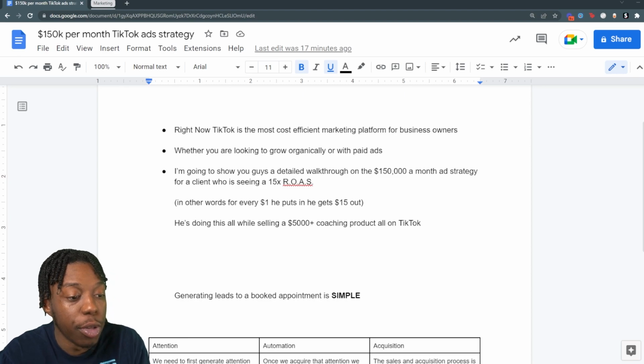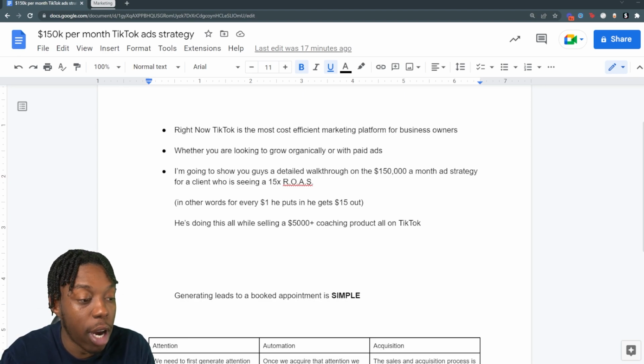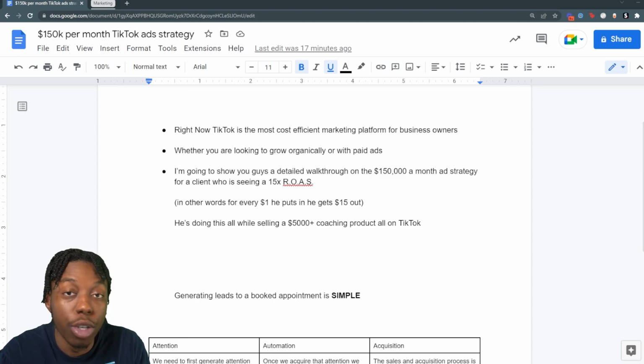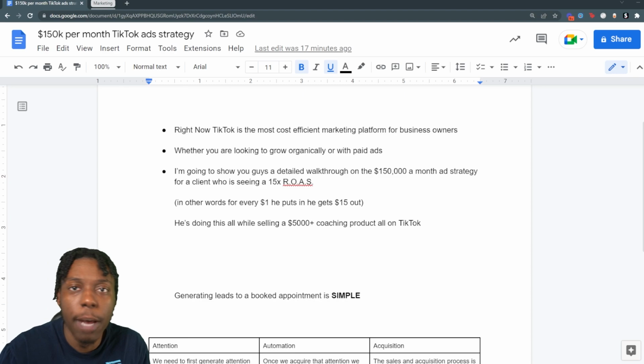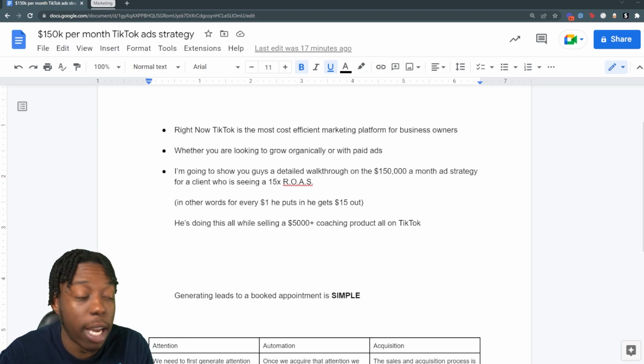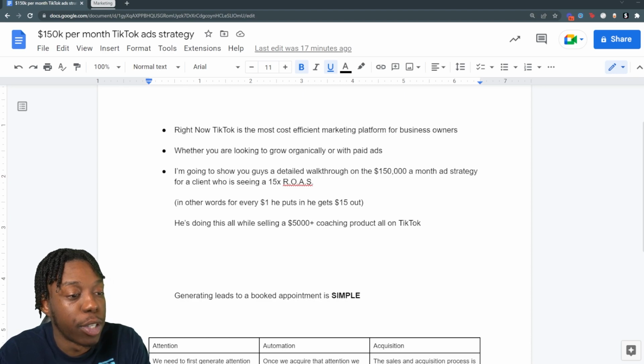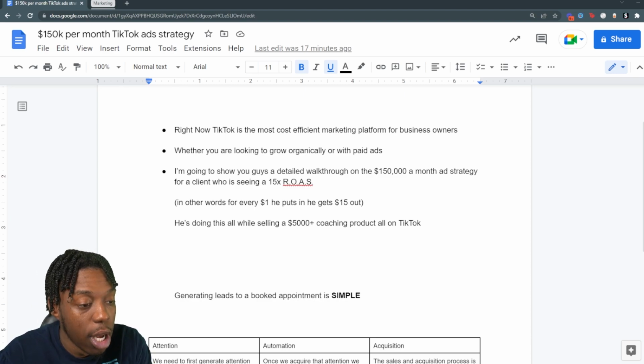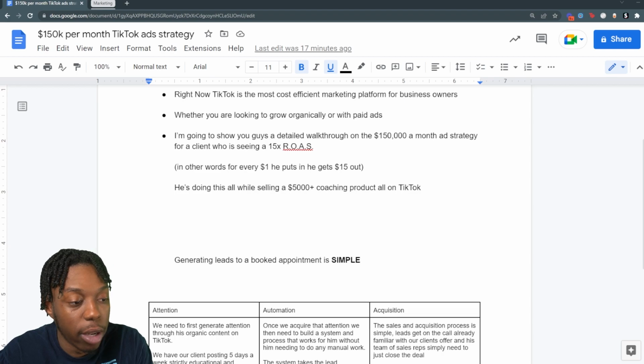And he's doing this all while selling a $5,000 coaching product that requires an appointment to sell. So if you're wondering, can you even sell your high-ticket products or services on the platform? We have people selling products between $5,000 and $10,000, pretty high-ticket packages across different niches. This particular student is a real estate investing coach. So for those of you interested in selling your own product like him, this is going to work just as well for you.